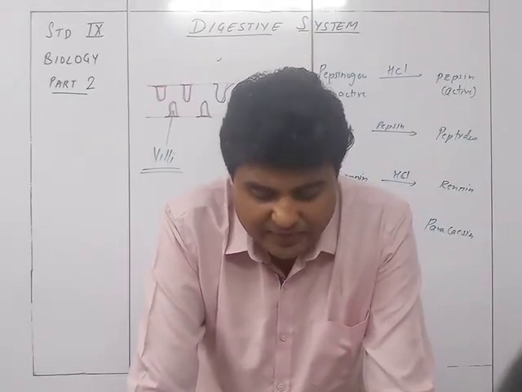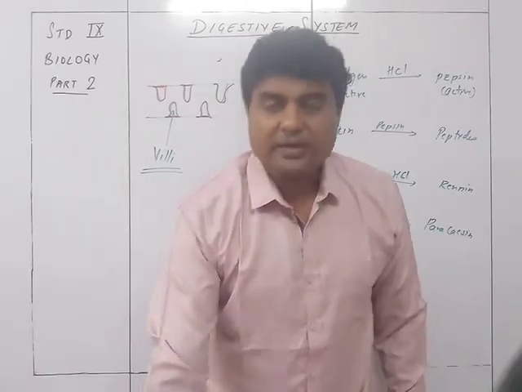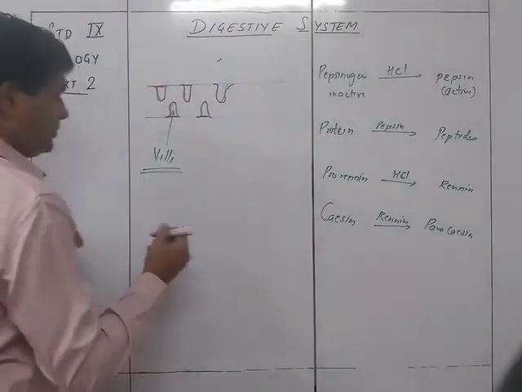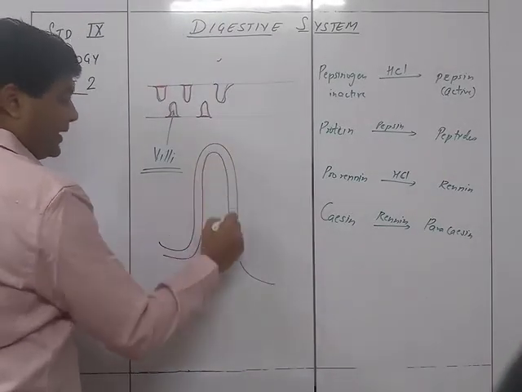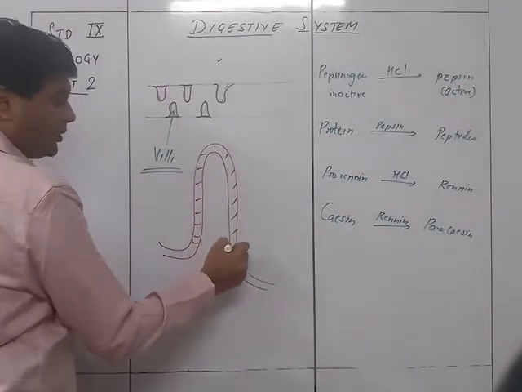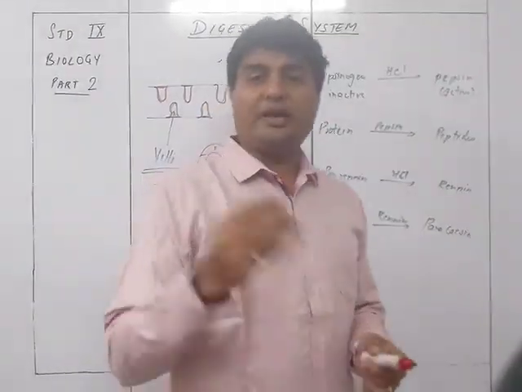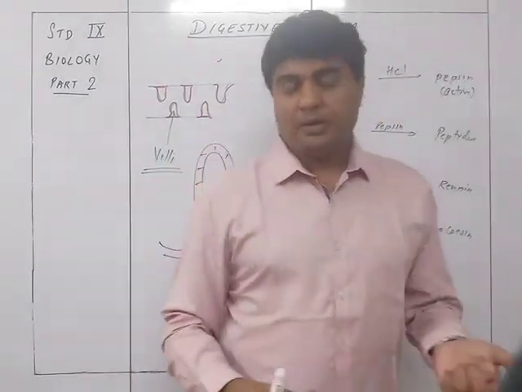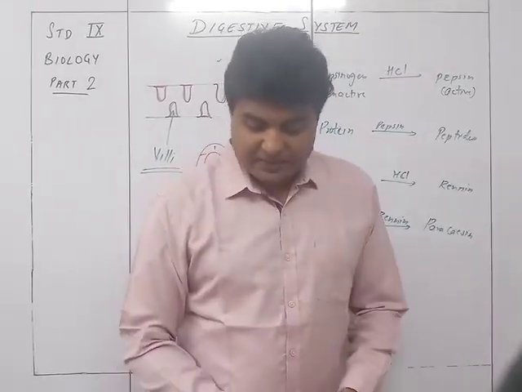Each villus is covered by a single cell thick epithelium. So each and every villus will be like this. It will be having a single celled epithelium. So this will be the single cell epithelium which is going to be on the outermost part over here. Why single cell epithelium? Because single cell epithelium is very thin, so the transfer of the nutrients is easy.